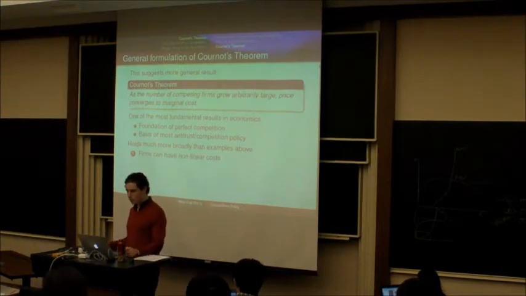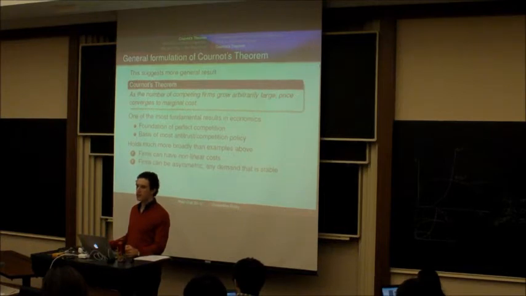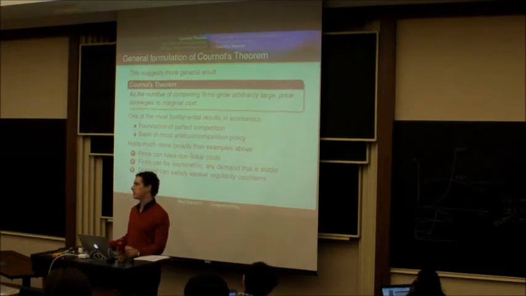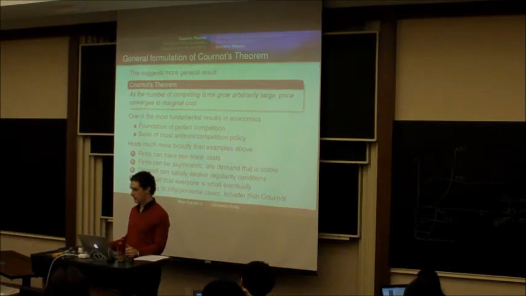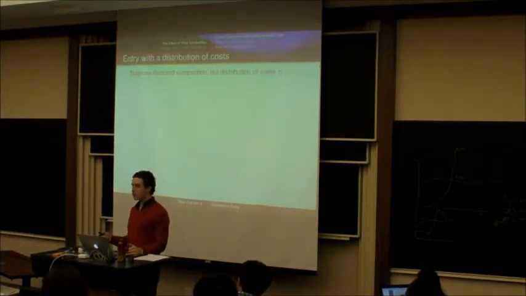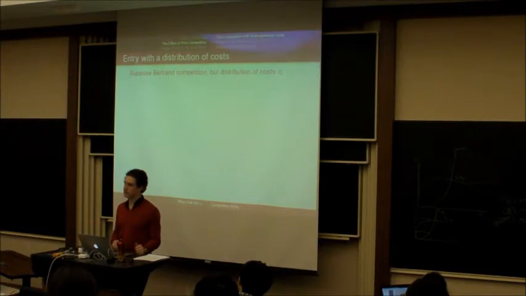So firms can have nonlinear costs, firms can be asymmetric, and you can have a broader range of demand functions than the ones we considered. And in fact, demand can satisfy weaker regularity conditions than we impose. The key is just that eventually every firm is a small part of the industry, and this fails only in sort of silly or perverse cases. But it's also broader than Cournot competition. It's not just true in Cournot competition.